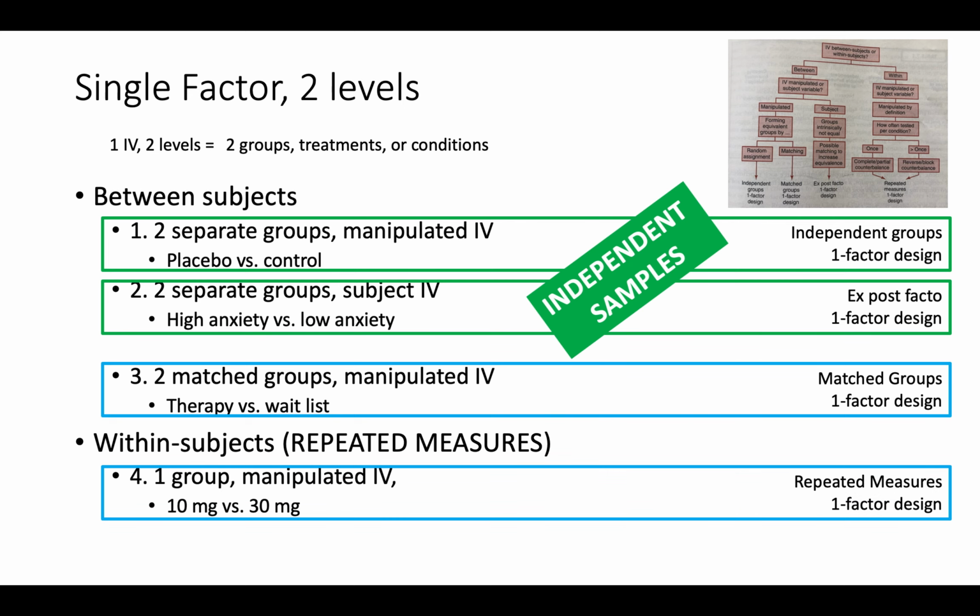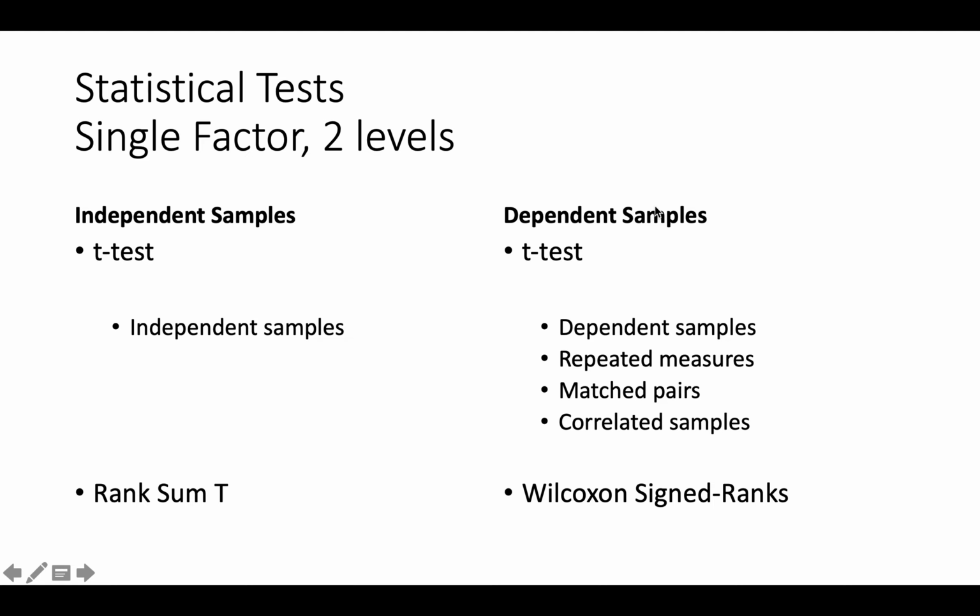And what we decided was we matched up the names: independent groups one-factor design and the ex post facto one-factor design are independent samples, and we'll analyze them as independent samples. Whereas a matched groups one-factor design and repeated measures one-factor design are dependent samples. We're going to analyze them the same way. In other words, with independent samples, we can do a t-test or rank sum t. With dependent samples, we can do a t-test for dependent samples, or Wilcoxon signed ranks test.